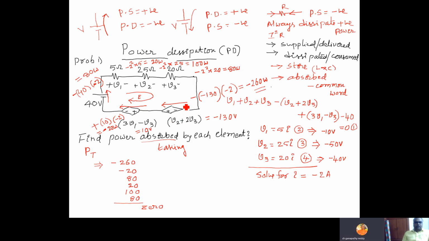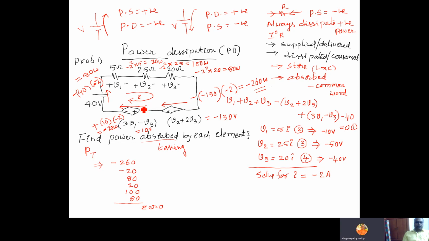So once again, I am explaining this convention. Here current is flowing from negative to positive. So when it is negative to positive, supplied is positive. But the question is absorbed, which is the reverse. That's why you are getting minus. And with this polarity voltage is minus 130, current of minus 2, multiply everything, you get minus 260. This source is absorbing minus 260, and this source is supplying 260.